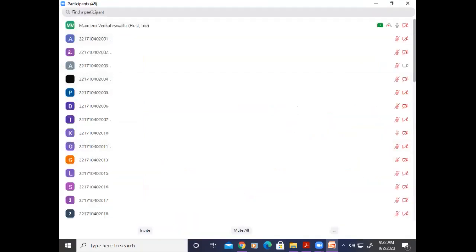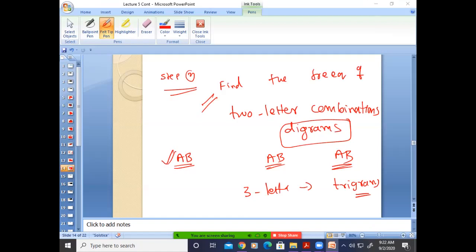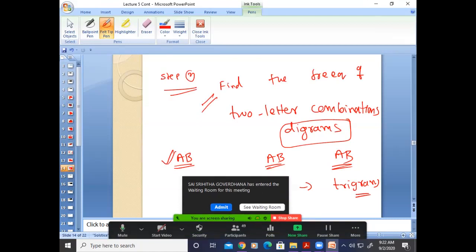Yes, sir. So first we have to find how frequently each letter is coming, and we have to compare with the general letter frequencies. Then we have to find the 2-letter combinations.